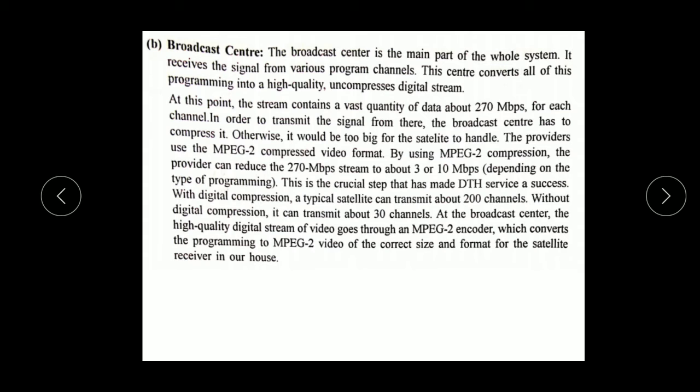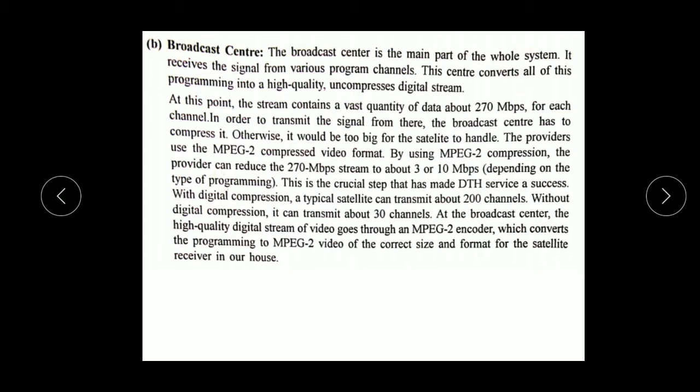The broadcast center is the main part of the whole system. Basically, it receives all the channels from the different programming centers and transmits them to the geostationary satellite. It receives the signal from various programming channels. This center converts all of this programming into a high quality, uncompressed digital stream.